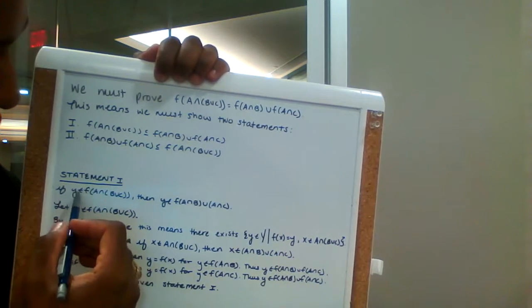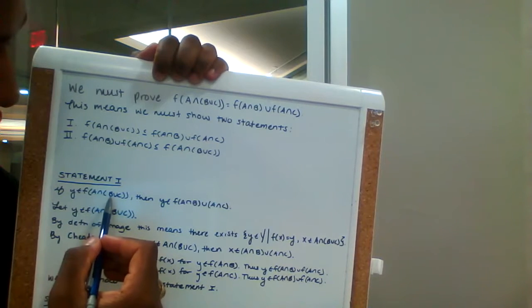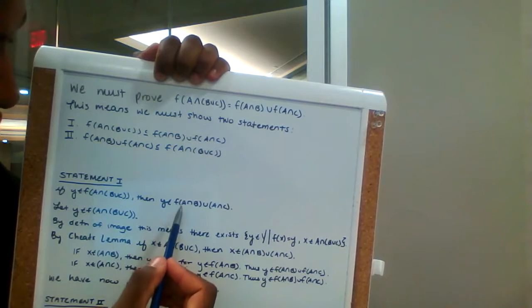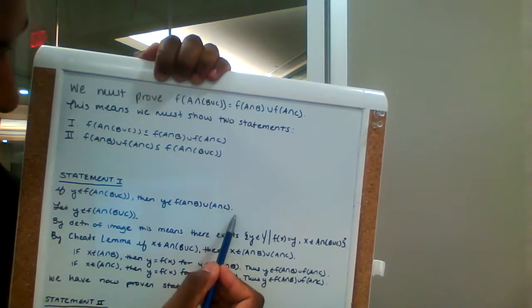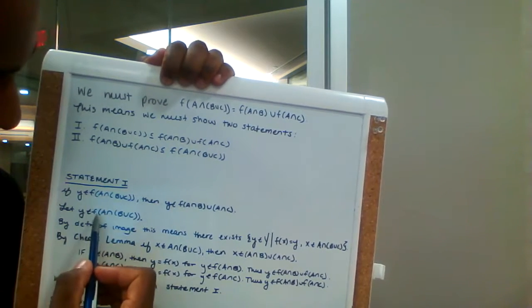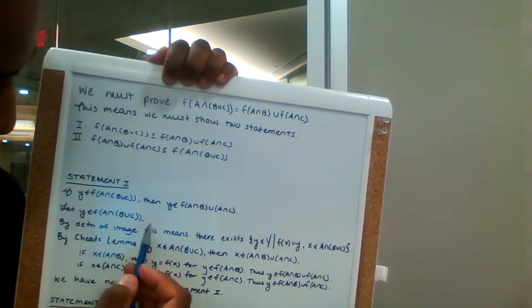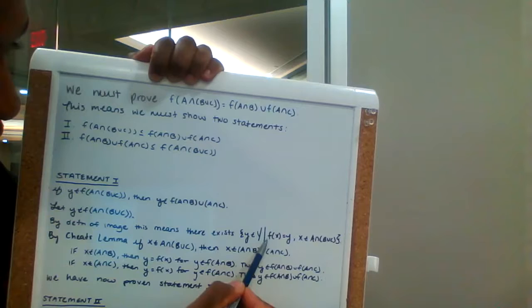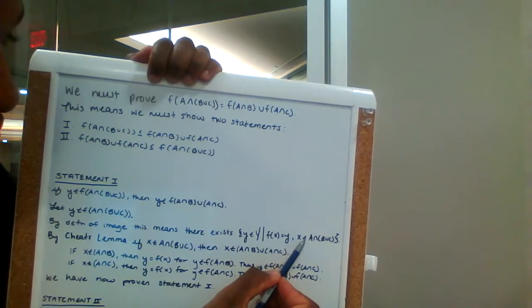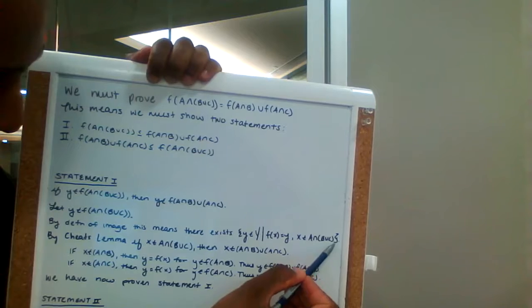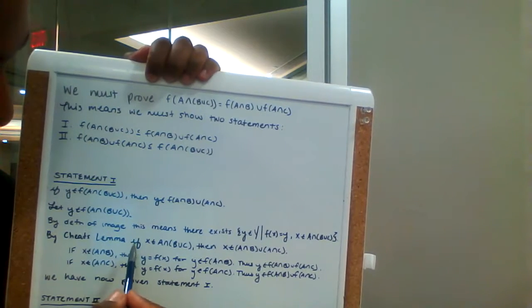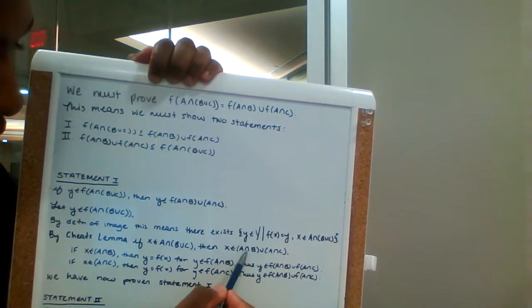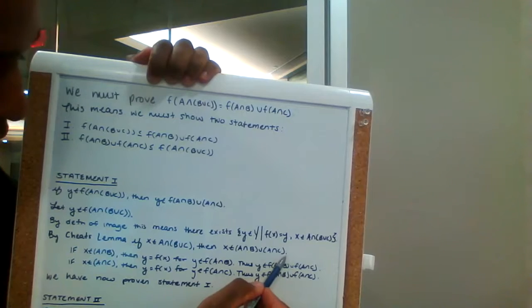We want to show that if y is in f(A ∩ (B ∪ C)), then y is in f(A ∩ B) ∪ f(A ∩ C). First, we let y be in f(A ∩ (B ∪ C)). By the definition of image, this means there exists some x such that f(x) equals y for an x in A ∩ (B ∪ C). By Cheat's lemma that we proved earlier, if x is in A ∩ (B ∪ C), then x is in (A ∩ B) ∪ (A ∩ C).